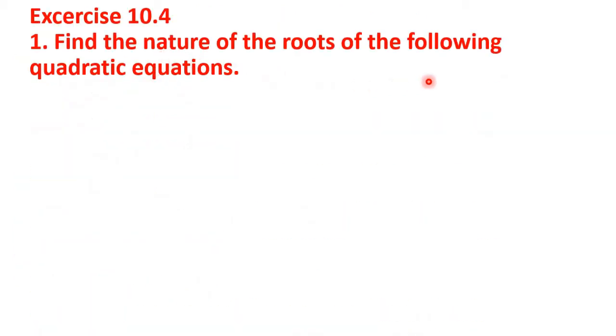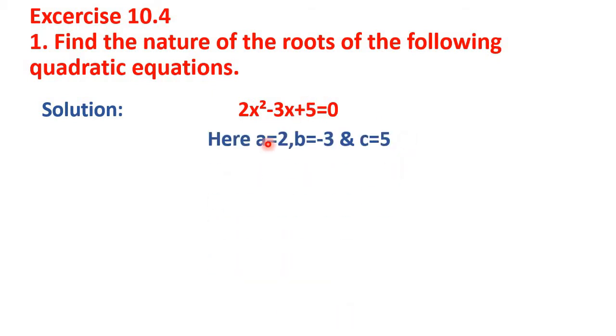Find the nature of the roots of the following quadratic equation: 2x square minus 3x plus 5. So we have to find nature of the roots for this quadratic equation. Before going to calculate, we have to compare the given equation with the standard equation ax square plus bx plus c. Here a is equal to 2, b is equal to minus 3, c is equal to 5.